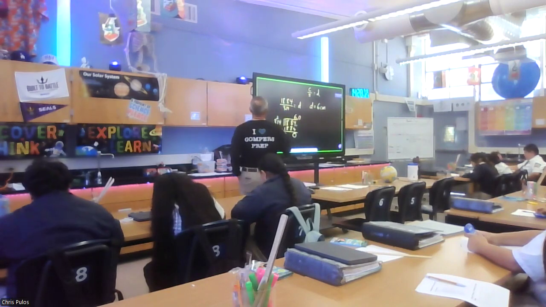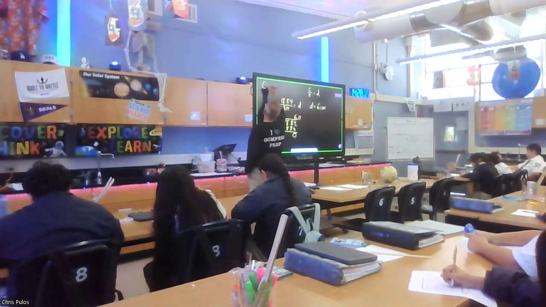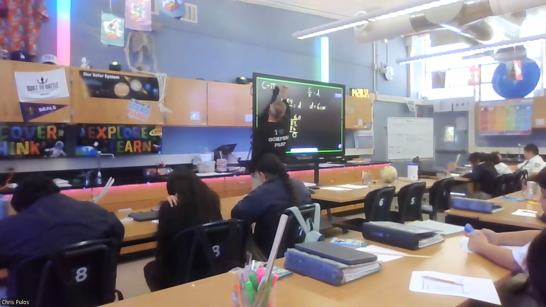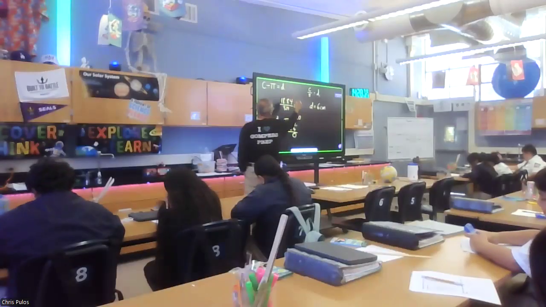So remember, our formula is going to be circumference divided by pi. They give you the circumference, you'll divide it by pi to get your diameter.